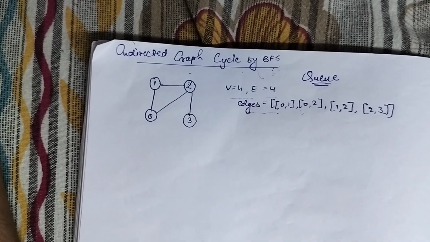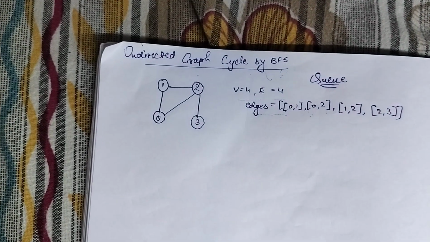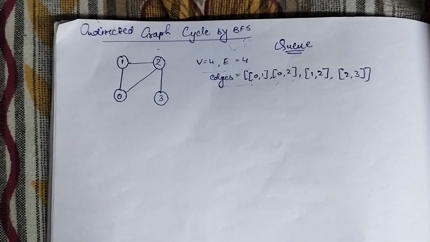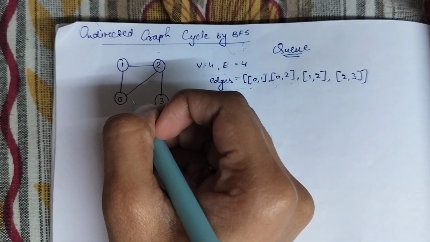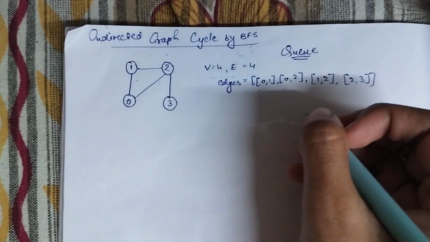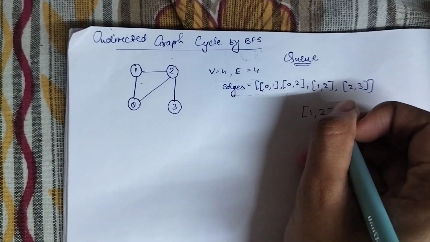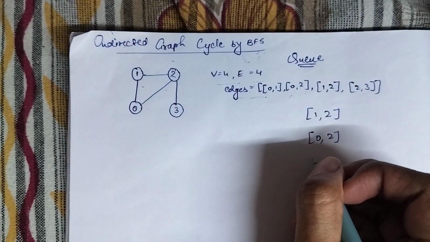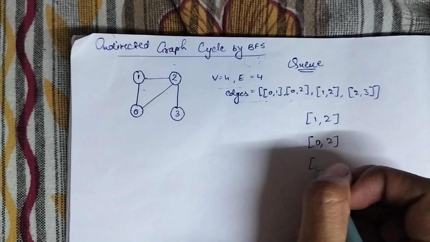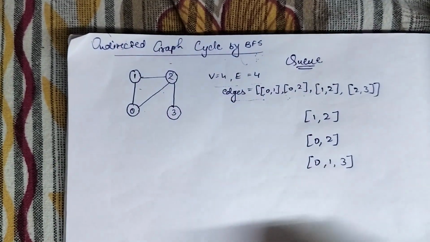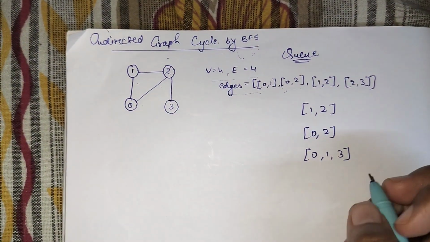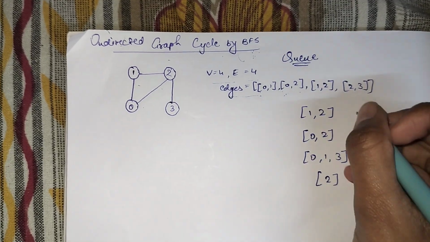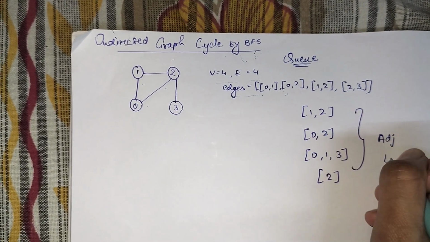For that, I am going to make sure what all the nodes are connected to other nodes. For example, if you see 0 is connected to 1 and 2, so for 0 it will be 1 2, for 1 it will be 0 and 2, for the second node it will be 0 1 and 3, and for the third node it will be 2. Right, this is going to be my adjacency list.